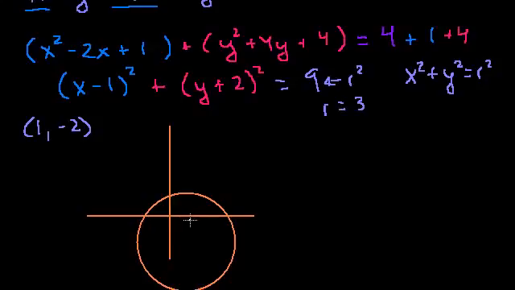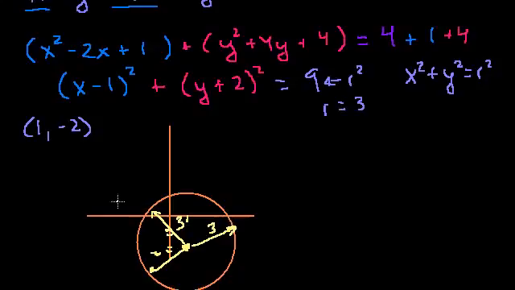The center is going to be at 1. And then you go down 1, 2. That's pretty close to its center. That's its center right there at (1, minus 2). And then its radius is 3. So this distance right here is 3 in any direction. It's 3, and that is 3.